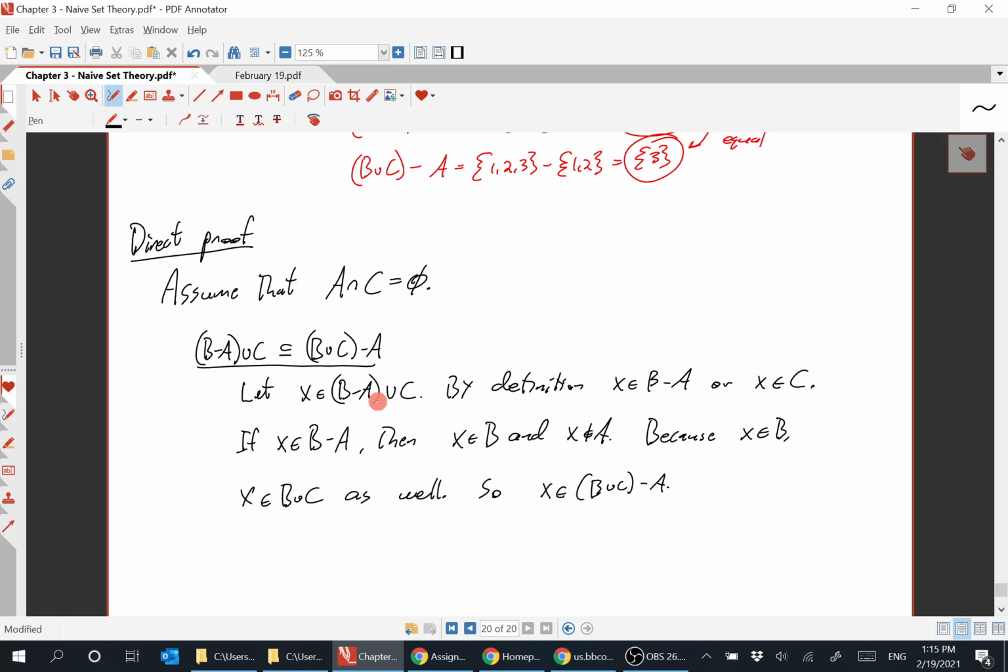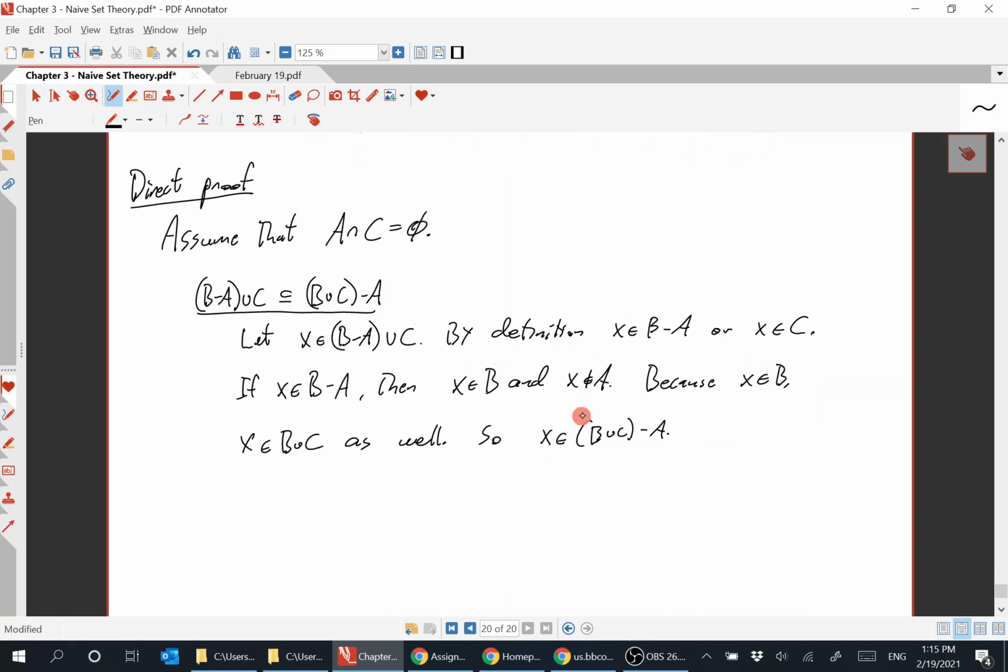Right? Let X be an element of B union C minus A. So by definition, X is in B minus A, or X is in C. If X is in B minus A, then X is in B union C minus A. All right? So now, if X is in C, whenever you have an either or, it splits your proof into two cases, typically. Right, we're almost out of time. Well, we are out of time here. So we'll finish this proof next time, okay?